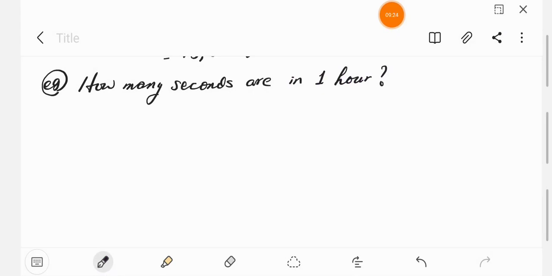Okay, now let's convert an hour into seconds. So how many seconds are in 1 hour? So write 1 hour. First of all, let's write the conversion rates. So we know this one: 1 hour has 60 minutes, right? And then 1 minute is equal to 60 seconds.